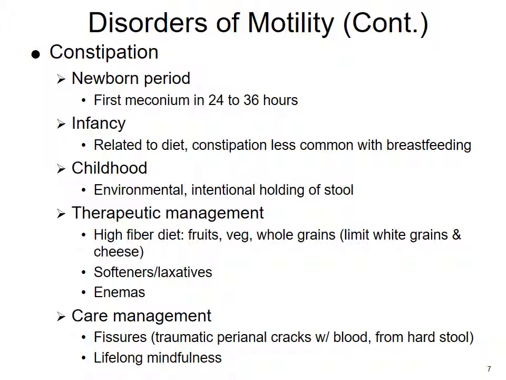Constipation. Talking about constipation through the ages. During the newborn period, the first meconium stool should be passed in 24 to 36 hours.